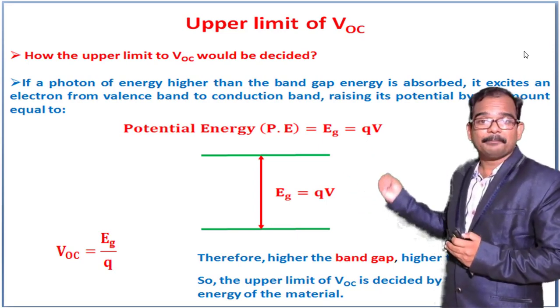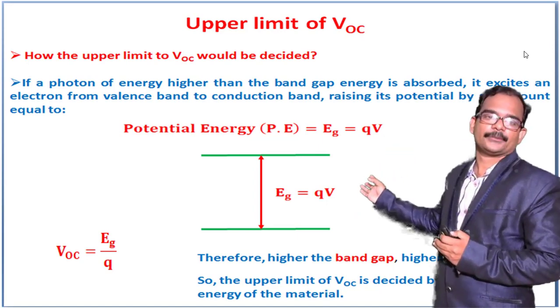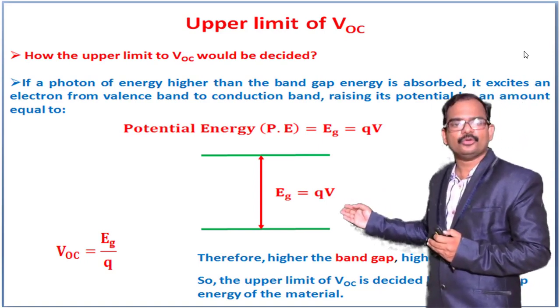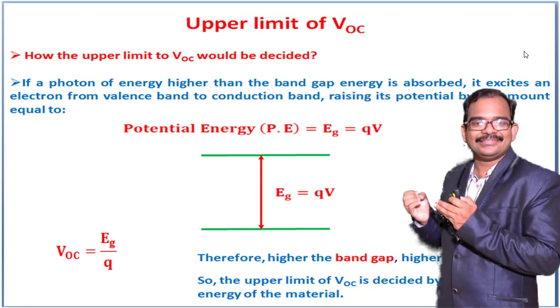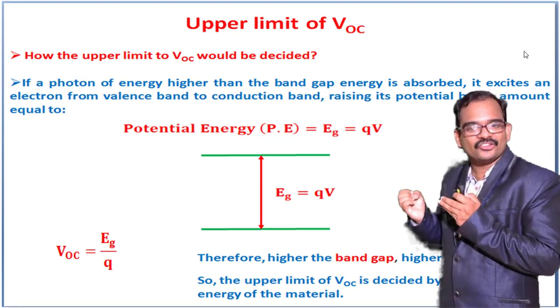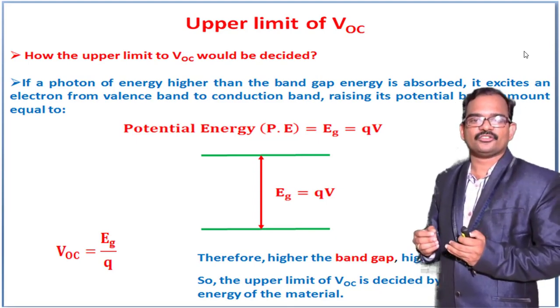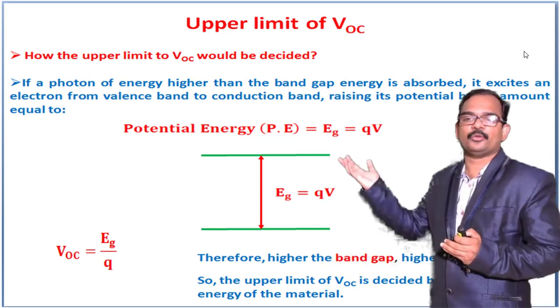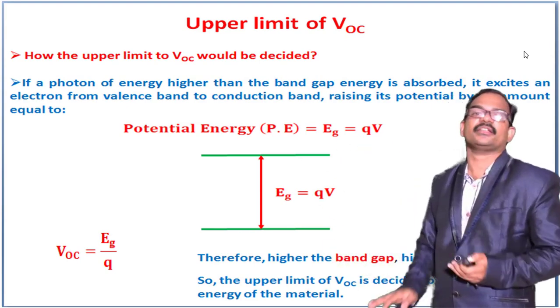Therefore, higher the band gap, higher the open circuit voltage. Since Q is a constant, VOC is directly proportional to band gap. So the upper limit of VOC is decided by the band gap energy of that material. That is, as band gap is more, VOC is more. As band gap is less, VOC is also less.